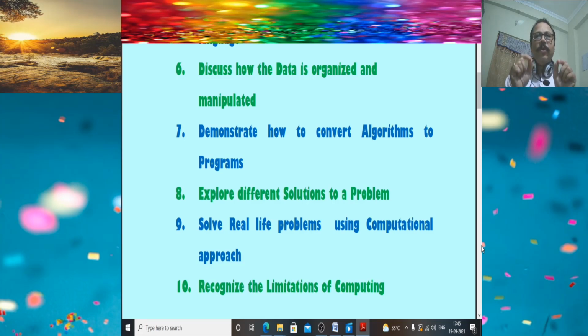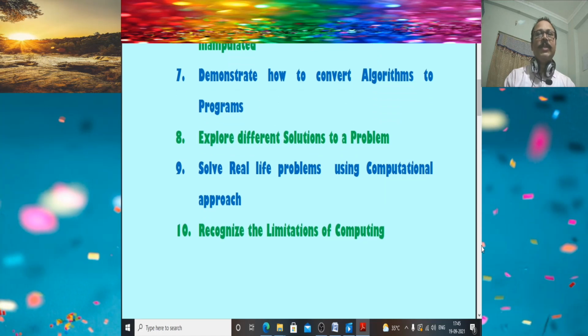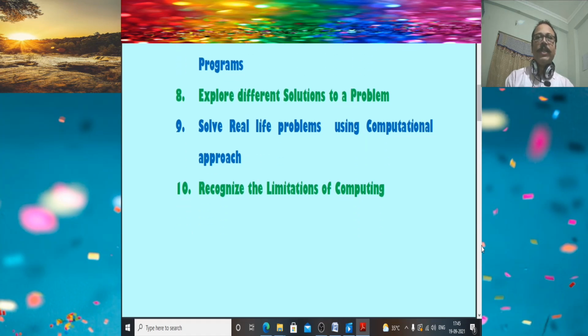So we have to consider all the possible solutions and choose the best one among them. So that we are going to discuss, and then solve real life problems using computational approach. We'll consider some examples of real life problems and we'll see how to solve them using the computational approach. And we'll also discuss the limitations of computing. So you cannot solve all the problems using computers.